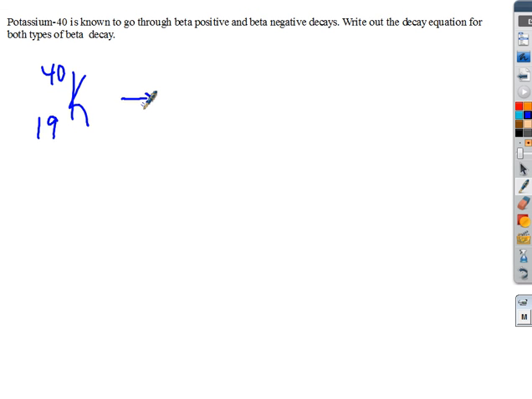So the first one we're going to look at is beta negative decay. And this is where we have a negative beta particle. Now, again, in beta negative decay, I need to remember that I need an antineutrino. Antiparticles just have lines over top. So I need that antineutrino for conservation of energy, conservation of momentum. When I look at my daughter nucleus that's formed, again, conservation of nucleons tells me that I need 40 nucleons here at the end.